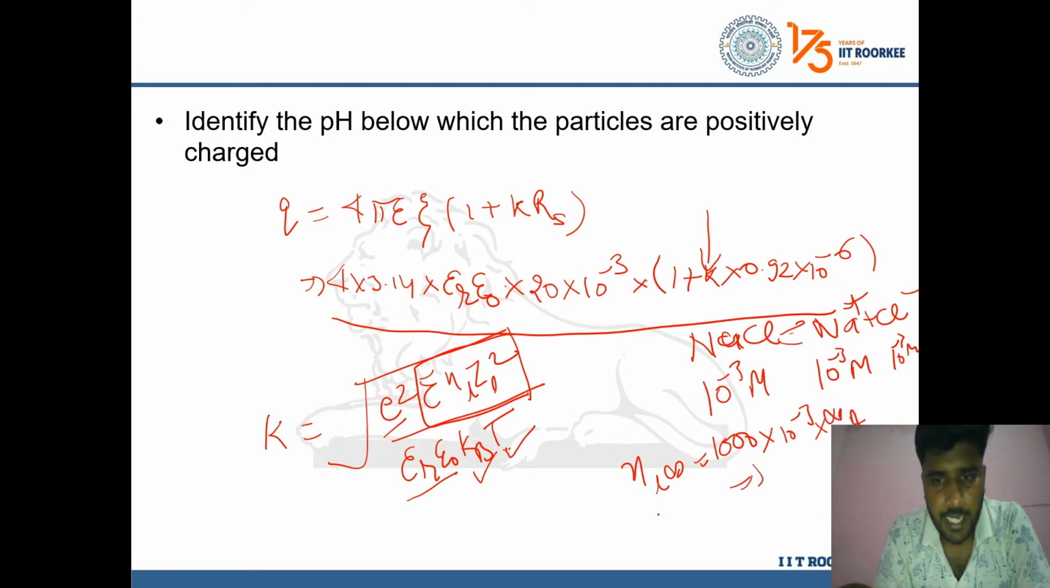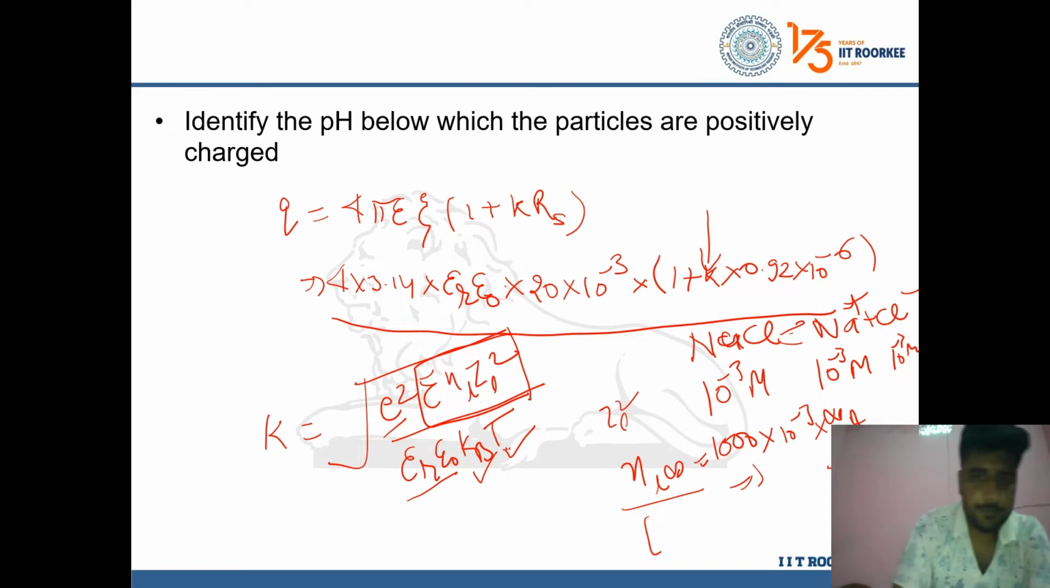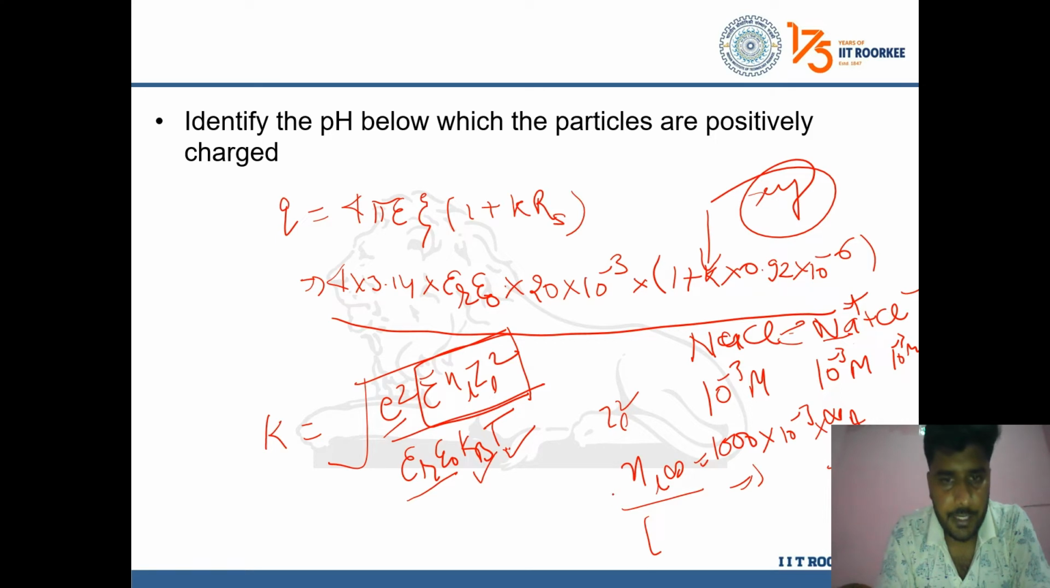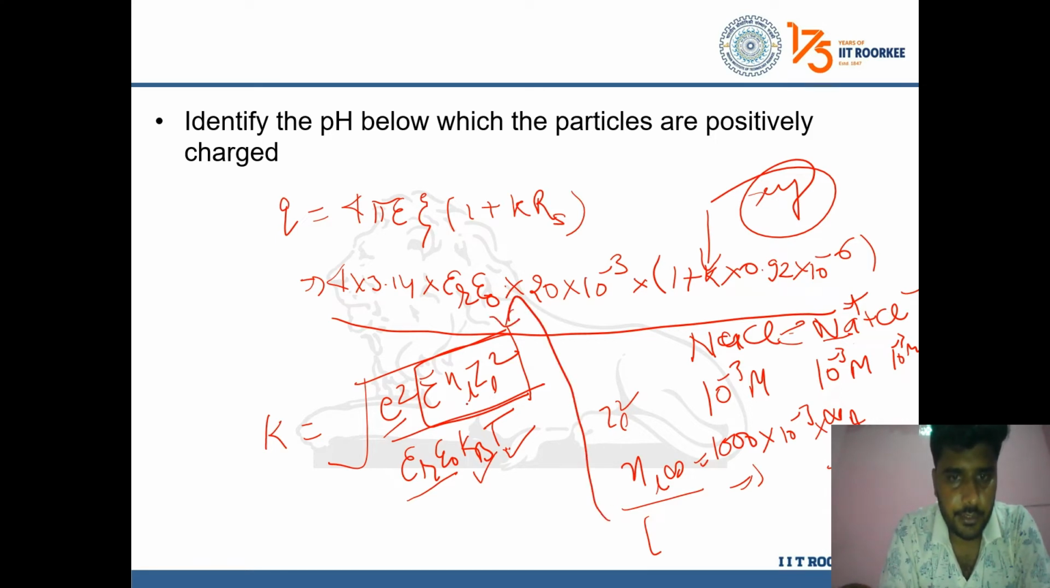After that you have to add both the terms and multiply by z i square, which will be 1 for both the species. Then add this value for both the species, that is the sodium positive and chloride negative, or you can consider the monovalent case. After that, you put this value here and you will get the value of kappa in meter inverse.